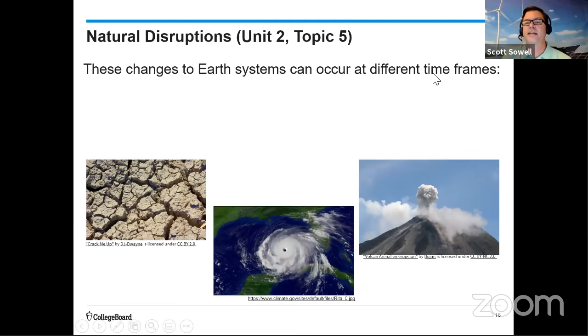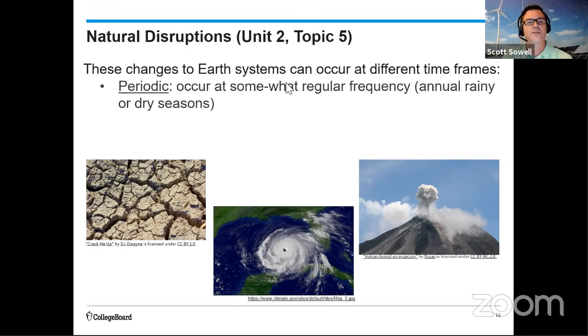And they can occur at different time frames. So our Earth systems don't all happen every Tuesday at 3 o'clock. There are certain things that occur on a regular frequency and some things that are more random. So if we think about a periodic change, they occur at pretty much regular frequencies, like the rainy season or a dry season. That's an annual event. The frequency is pretty regular.